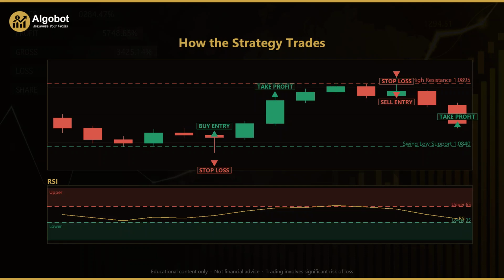Step back, and you can see the symmetry. In both cases, the strategy waited for a level to be swept, demanded that price reclaim the level on the close, asked RSI to confirm that momentum was turning, and only then signaled an entry, with risk defined the moment the trade was opened. It's a patient, structure-based approach. And of course, on a real chart, not every sweep reclaims, and not every entry reaches its target. Losing trades are a normal part of any strategy.